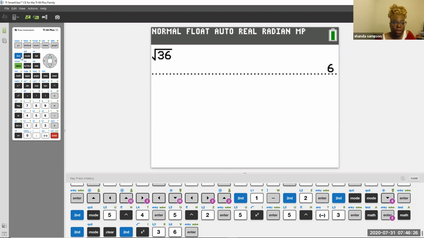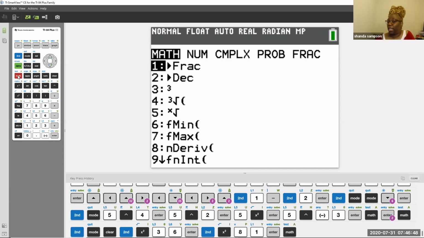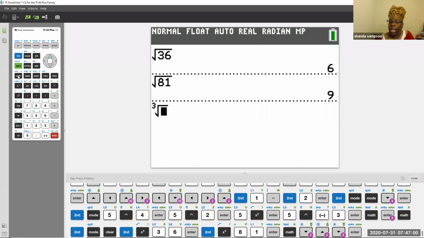So you can do that here. You can do anything like we just did. We had 81 over there. 81 is 9, okay? So let's say we wanted to do a cube root. If you're looking at the 84 and the 83, I'll tell you in a minute. If you're looking at your 84, you can go into the math. It already has a cube root set up, as you can see in number 4. You can scroll down, but I don't like to scroll down, or you can just hit number 4 on the keyboard. And the cube root comes up.